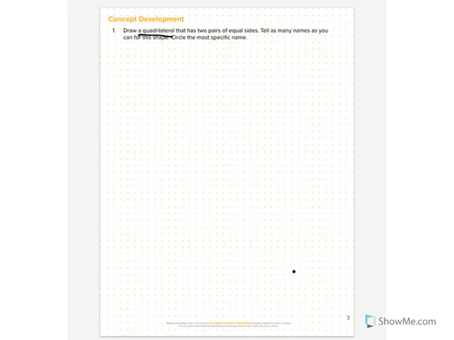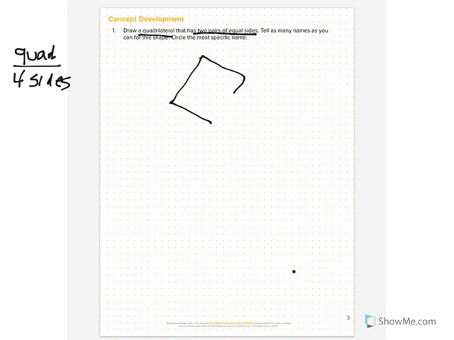Draw a quadrilateral. I know that a quadrilateral means that there are 4 sides. Oh, my pen turned off. It means that there are 4 sides. Okay, and it wants 2 pairs of equal sides. So I'm going to say here, here, here, and here. It's a quadrilateral, and I have 2 pairs of equal sides. Here is equal, and here is equal. Great. As many names as you can.